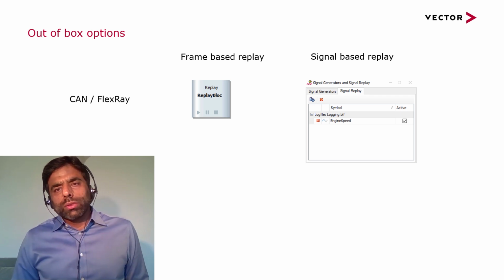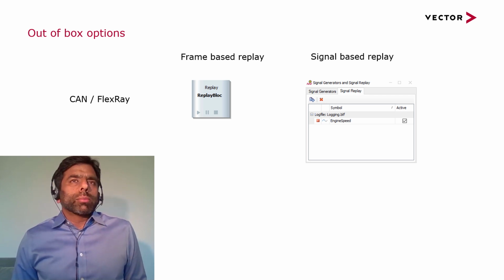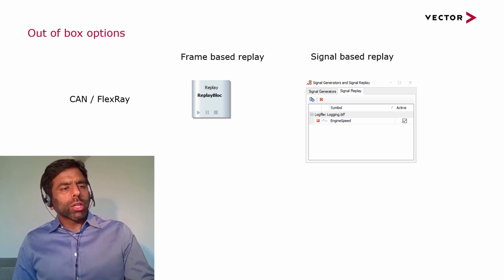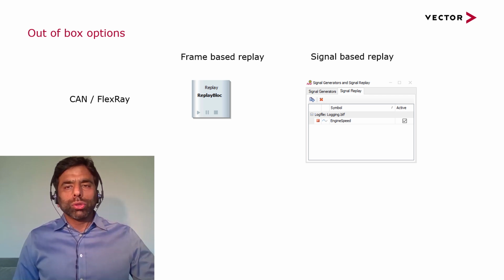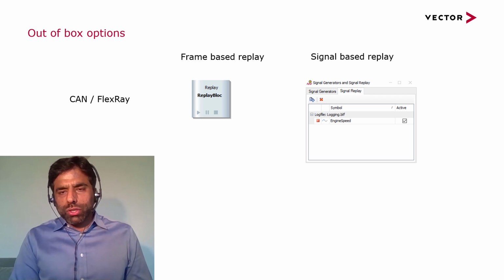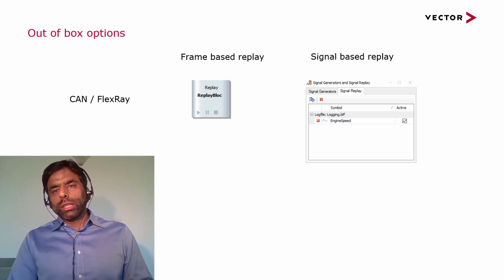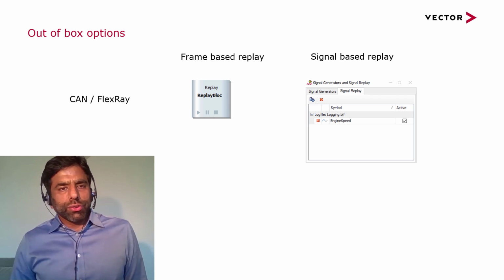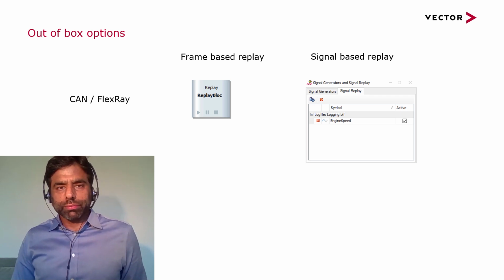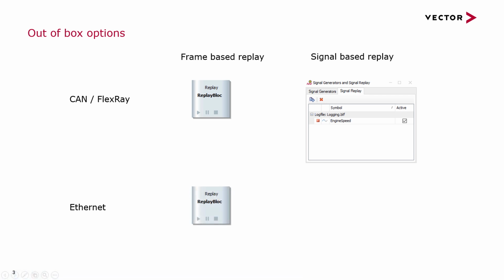Another option in terms of data replay is the signal-based replay. So here you would select a signal from the log file and that signal would then be linked to the remaining bus simulation, and then the data would be replayed and transmitted within the remaining bus simulation. If it comes to Ethernet, then the only option available is the replay block.